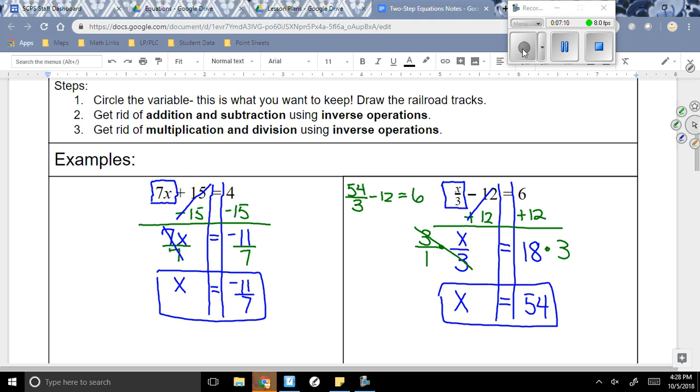So now I'm going back to GEMDAS. First, I would have to do that division. 54 divided by 3 is 18. Now I'm going to copy the rest of the problem. Now I can do my subtraction. 18 minus 12, that's 6. And 6 equals 6. So I know that I did that problem correctly because I went back and checked it with substitution. All right, let's look at our bottom two examples.